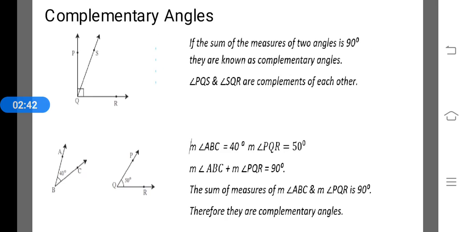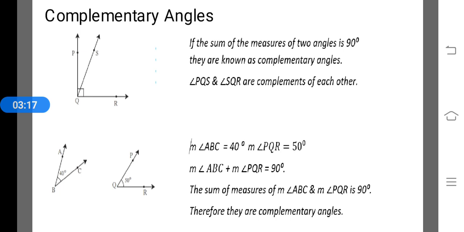Complementary angles. If the sum of the measures of two angles is 90 degree, they are known as complementary angles. In figure, we can see that angle PQS and angle SQR. If we add both angles, their value is equal to 90. That is, angle PQS and angle SQR are complementary angles.